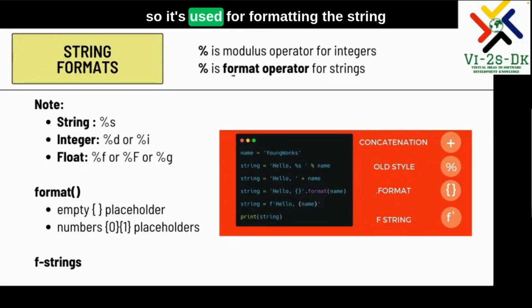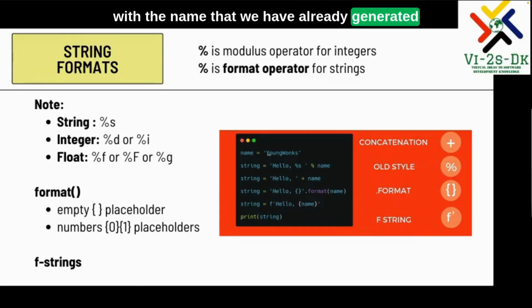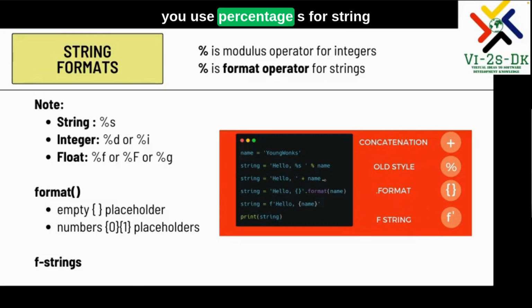So it's used for formatting the string, especially when it's time for you to print an output to the console. So in this case, we created a variable called name and we gave it the name Young Wonks. We wanted to create another variable, which is a string. And in this case, it says hello, %s. This format operator is telling us that, hey, wherever you see this, substitute it with the name that we have already generated. So you use %s for string.